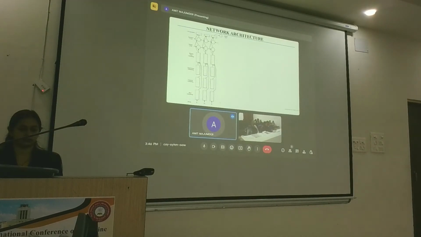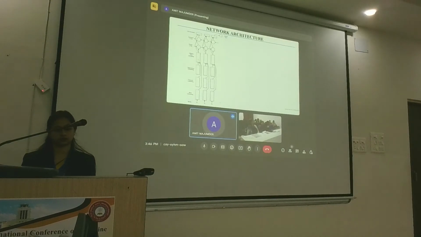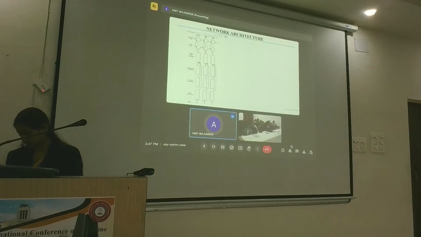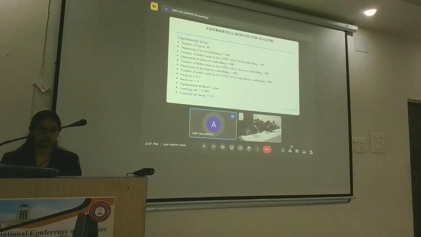This is the architecture. The words of an example sentence are put into the network, and for every word we identify the word embedding, character embedding, and dependency embedding. Then we merge all three embeddings in this layer. Then we use the bidirectional LSTM, and ultimately we get the output from this layer, where in the output layer we consider the softmax.